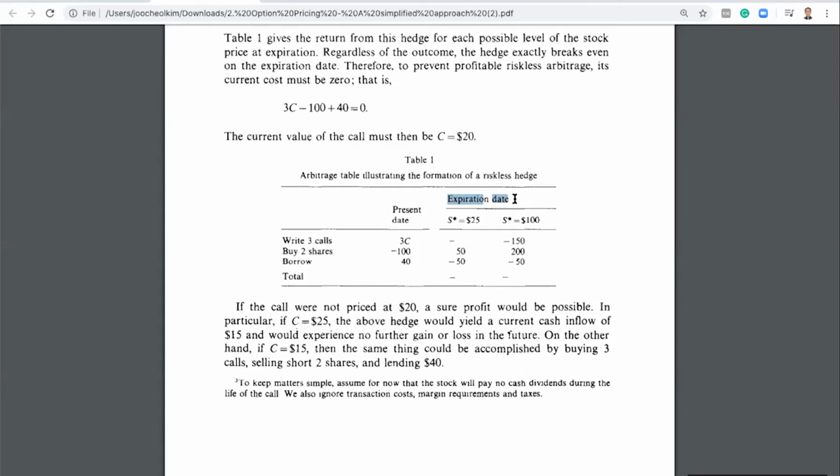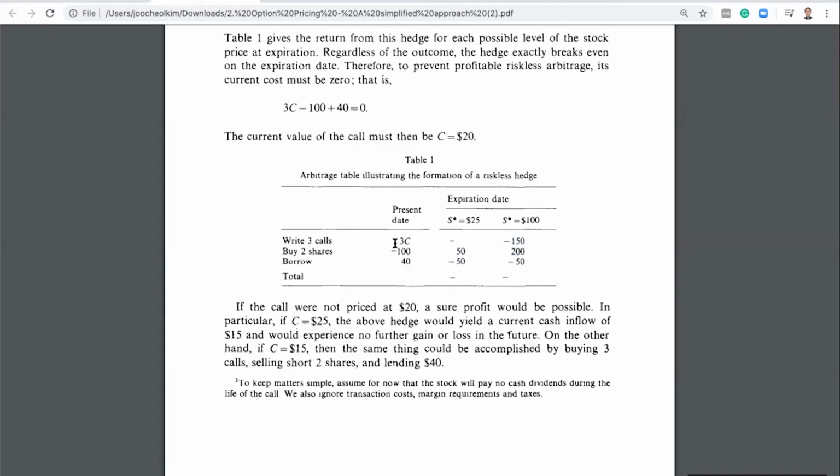And then since we are tossing a coin, it can be either downside or upside, and depending on which state we are in, the cash flow will be different.